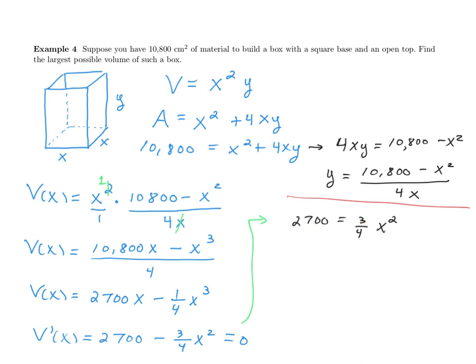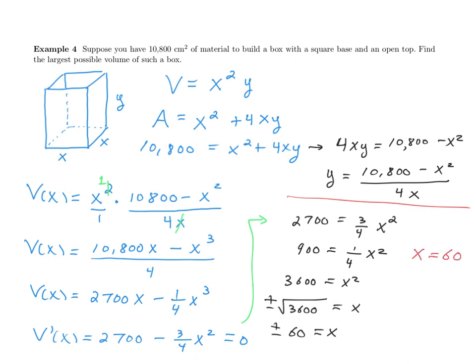So if I divide by 3, 3 goes nicely into 2,700. We get 900. So 900 is equal to 1/4 x squared. And if I multiply both sides by 4, I get 3,600. And if I take the square root, I'll get two solutions. I get 60. And even though there are two solutions, x, the way I defined it, is a distance, so a negative number actually doesn't make any sense. It should be that x equals 60 is what we're looking for.